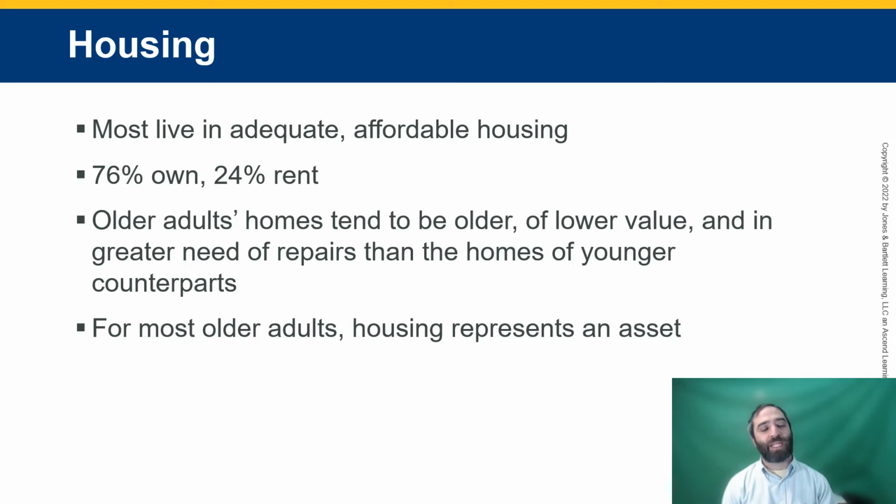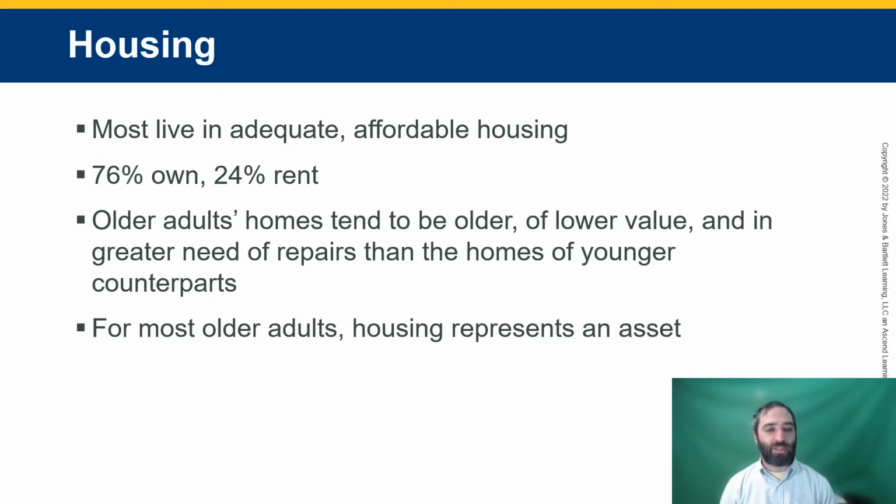Let's talk about housing. This is a major concern for people when they are elderly. The good news is that most live in adequate, affordable housing. 75% of them own their house. Hopefully they own it outright without a mortgage, because that helps, especially when it comes to adjusting for things like inflation. 25% of them rent.